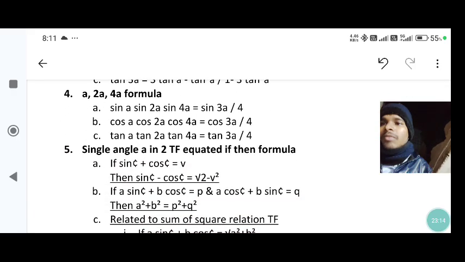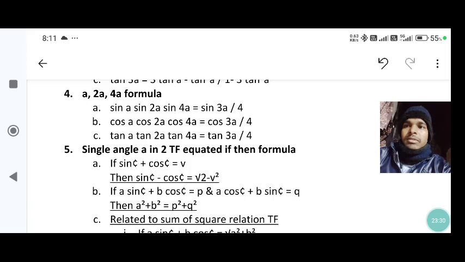A combination of angles a, 2a and 4a: for sin a, sin 2a, sin 4a, the value is sin 3a divided by 4, because 3a was missing. For cos a, cos 2a, cos 4a, the value will be cos 3a by 4. For tan a, tan 2a, tan 4a, the value will be tan 3a by 4.